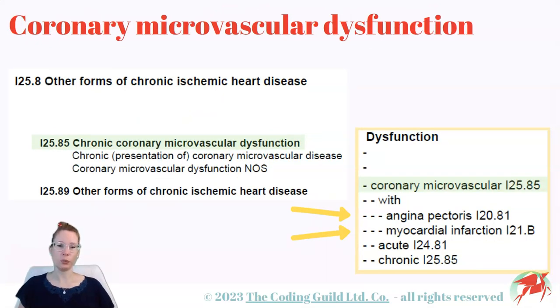Next, coronary microvascular dysfunction. This is a new code to describe a form of ischemic heart disease where the coronary arteries are fine, but there is restriction in the microvasculature of the heart muscle. The microvasculature is the one that actually supplies the heart muscle with blood. Any disease there is a big problem. Manifestations of this condition can range from angina to heart failure and heart attack. As you can see from the index entry, we have new codes to describe these manifestations as well.